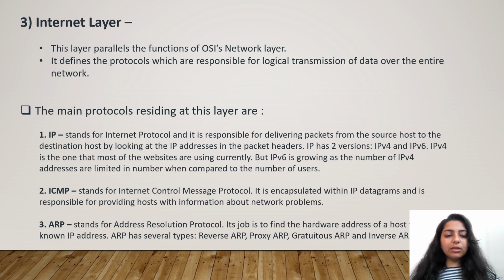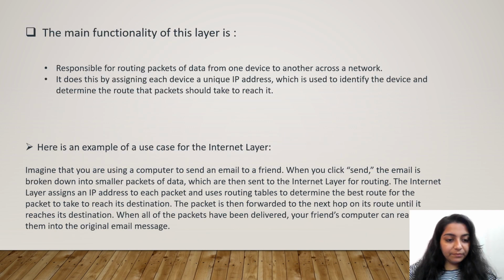The third layer is the internet layer. The functions of the network layer in the OSI model are the same as the internet layer in the TCP/IP model. It defines the protocols which are responsible for logical transmission of data over the entire network. The main protocols are IP, ICMP, ARP.